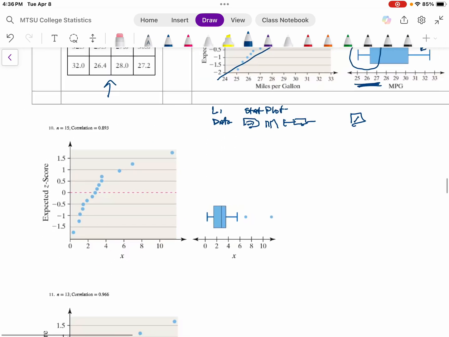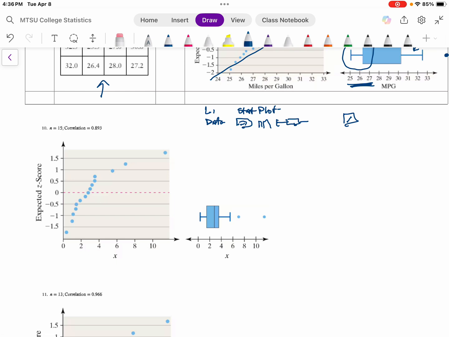Here they want us to look at this example and decide, based on my sample size of 15, would it be appropriate, based on the normal probability plot and also on the box and whisker plot, to do this? Between the two things, should I do it? They tell us there's a correlation of 0.893, which tells us we have a moderately strong positive linear relationship. But as I look at it, it is curved.